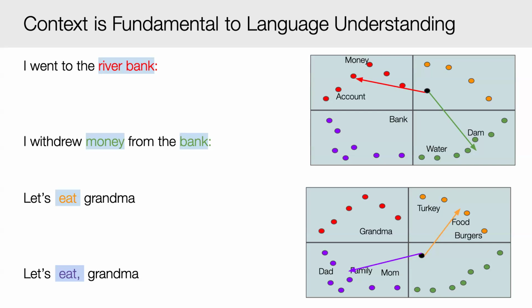In the same way, if we want to do let's eat grandma, or let's eat, grandma, we want to make sure that hopefully grandma isn't up there with turkey, food, and burgers for Thanksgiving, right? We want it to be close to dad, family, and mom. And the only thing that can help us distinguish that is this right here, the comma. So we want our token to consider that comma, right? Or else this is what we're going to end up getting out of our model.